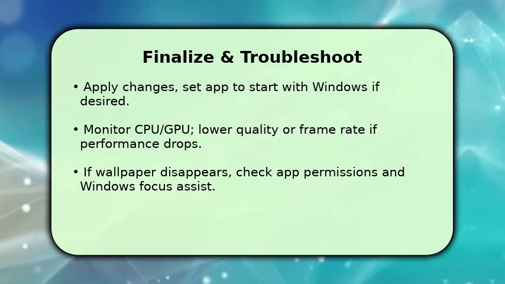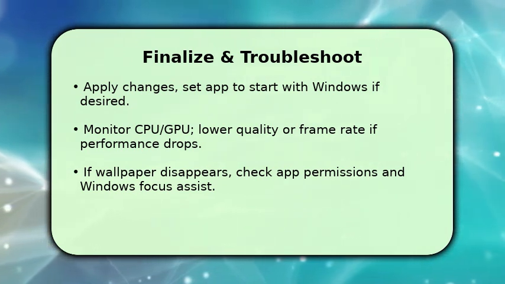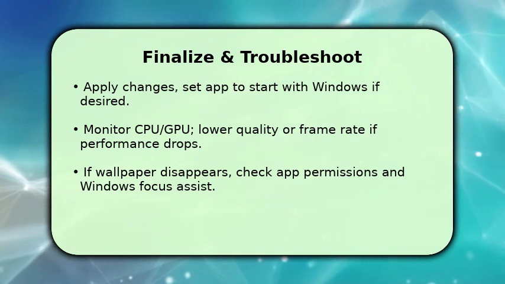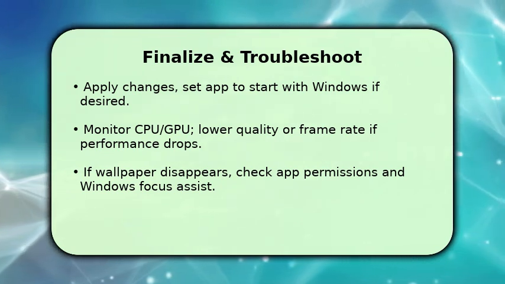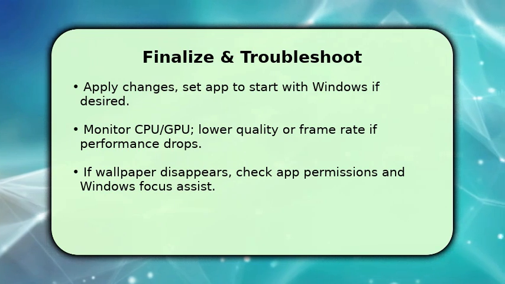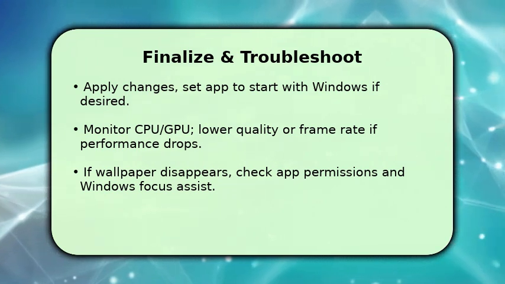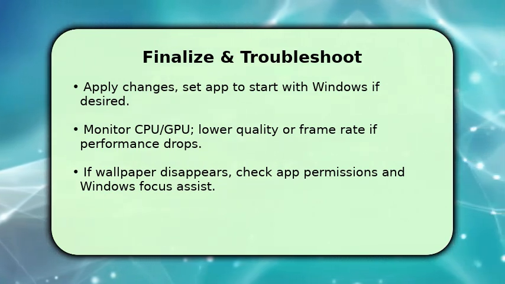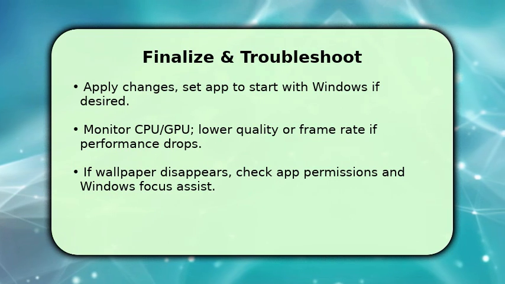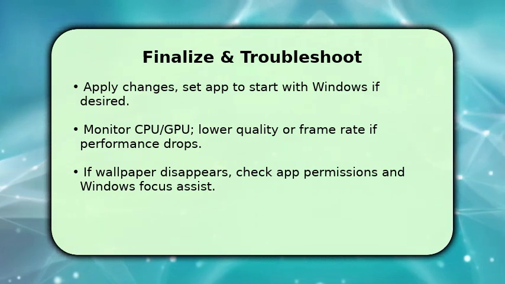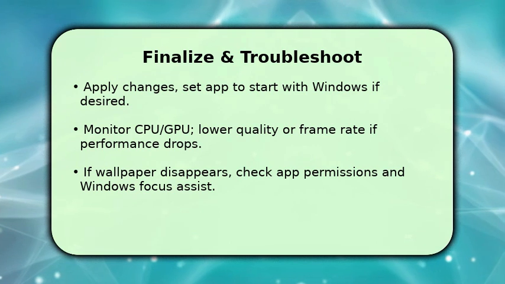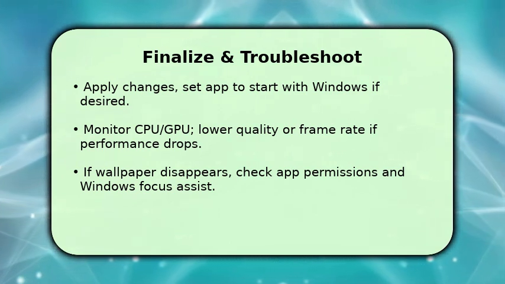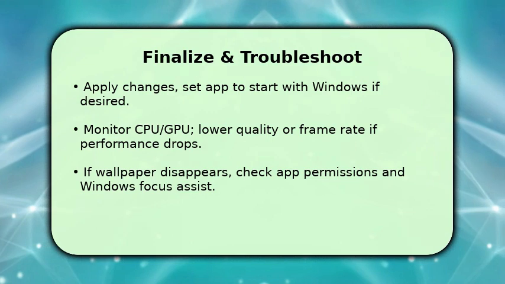If you see high CPU or stutters, lower quality or frame rate in the app and switch to a shorter loop. If the wallpaper disappears or reverts to a static image, make sure the app has permission to run in the background and check Windows Focus Assist or full-screen apps that may block custom wallpapers. One key fix is re-enabling the app in startup and running it as administrator.